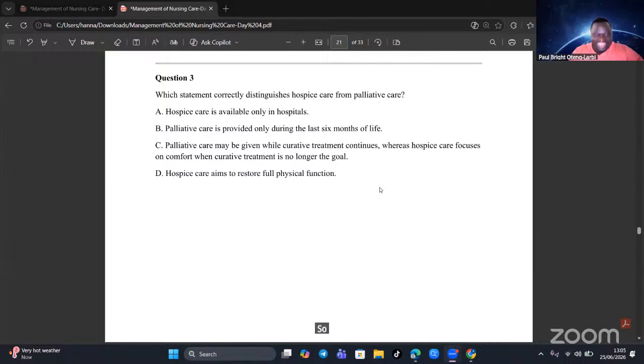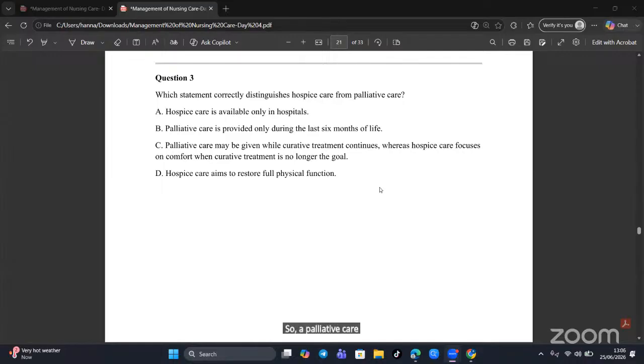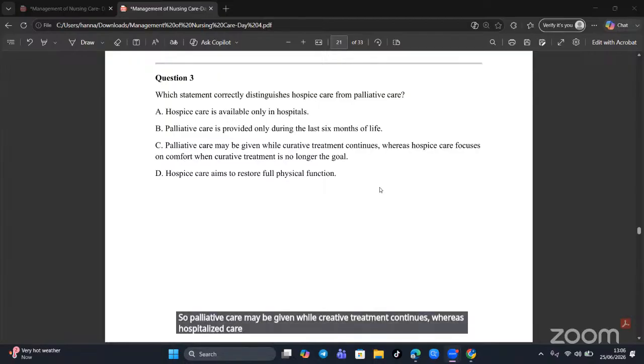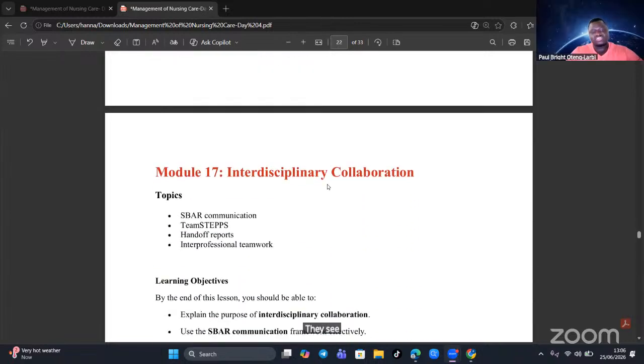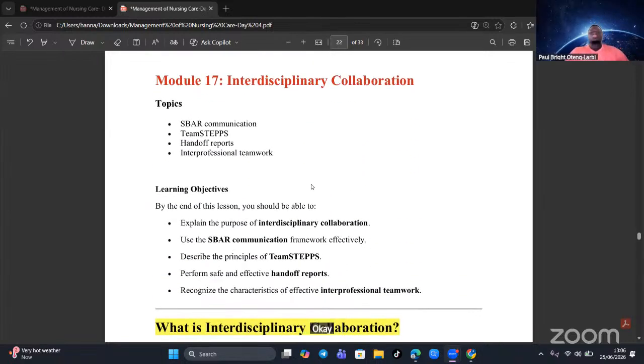Number 3, which statement correctly distinguishes hospice care from palliative care? Palliative care may be given while curative treatment continues, whereas hospice care focuses on comfort when curative treatment is no longer the goal. The answer is C. Perfect. So we are getting to the close of this week's seminar.